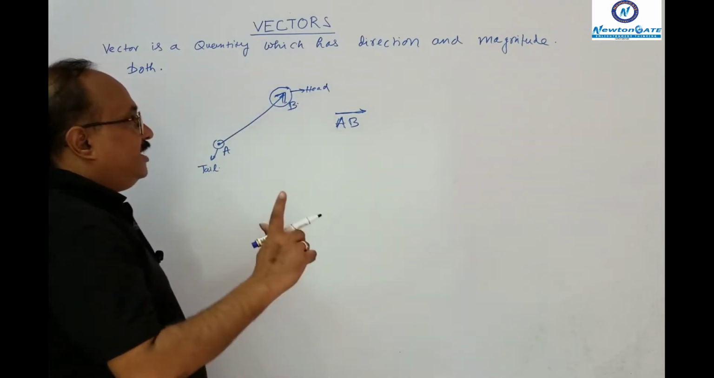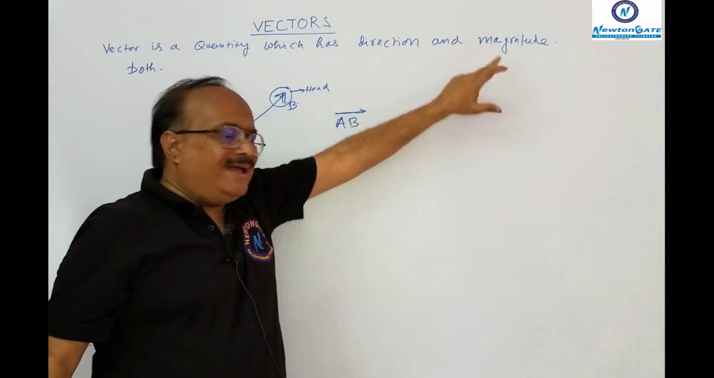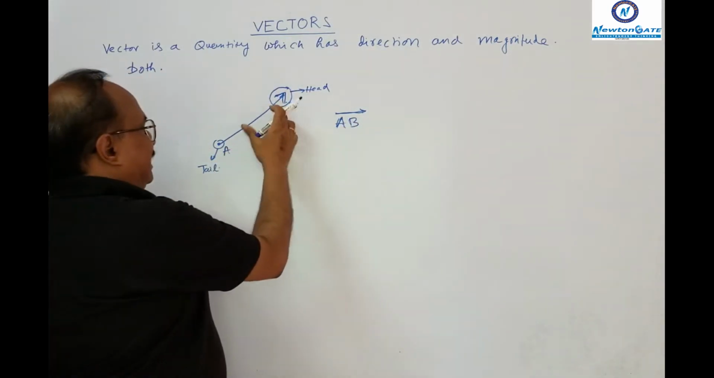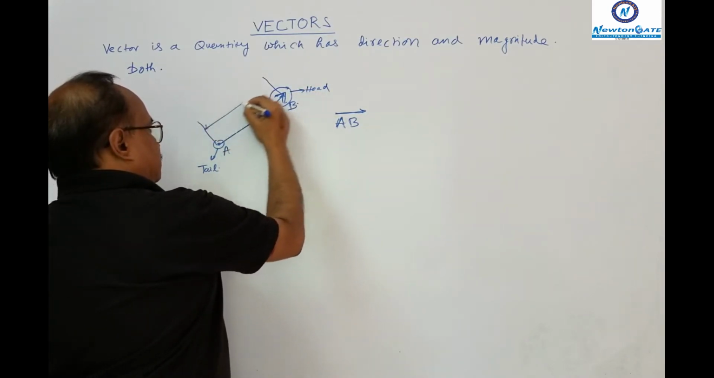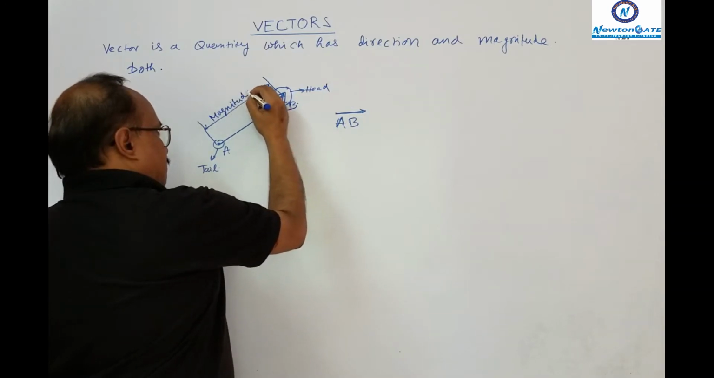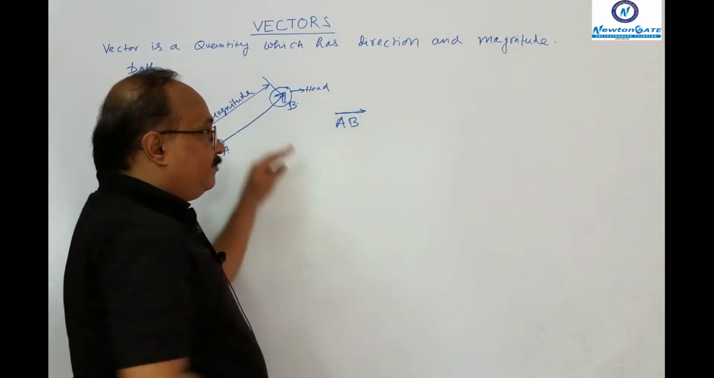Next, a vector has a direction and also magnitude. So what does magnitude mean? Magnitude actually means this vector's length will be considered as the magnitude. This is actually the magnitude of it. Now how will you represent the magnitude? Actually, a vector is represented as AB with a bar.